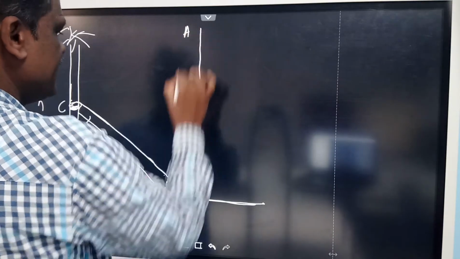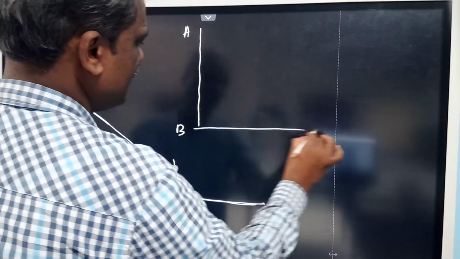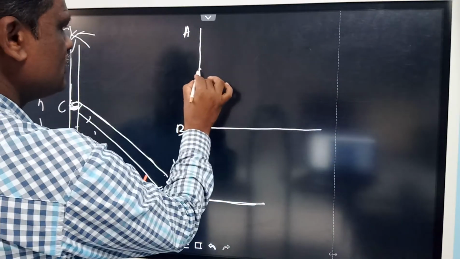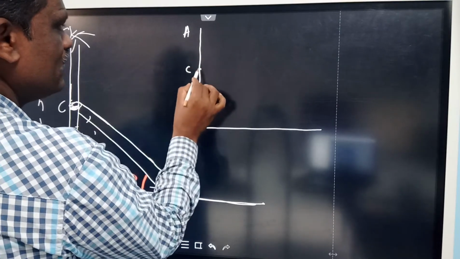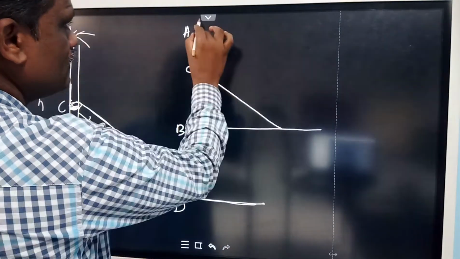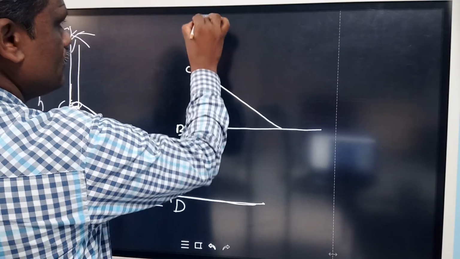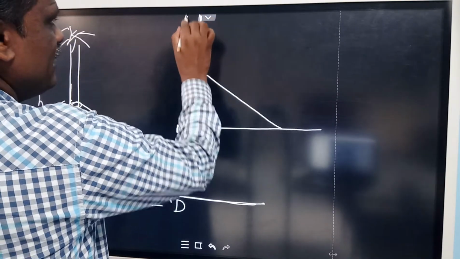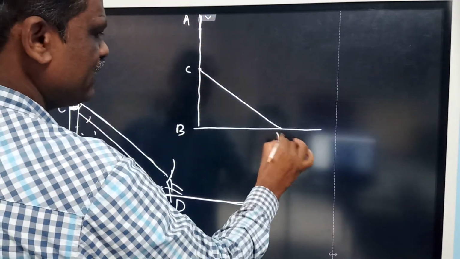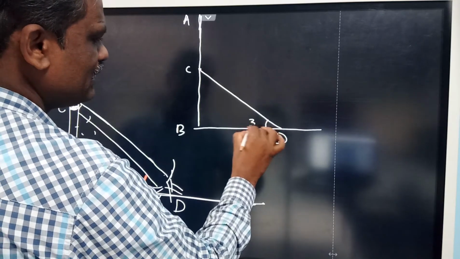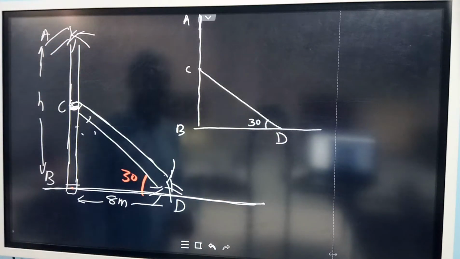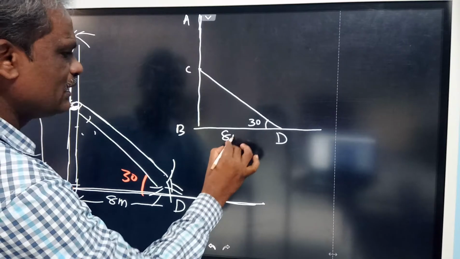So this is AB and this is the horizontal line. This is the position where it breaks. So when it breaks, this touches this. Okay. So you can call this A. It touches the position where it is D and makes an angle of 30 degrees. So now you can find out, this is 8 meter.